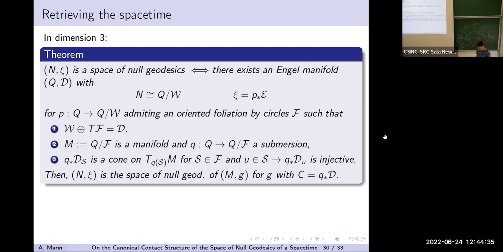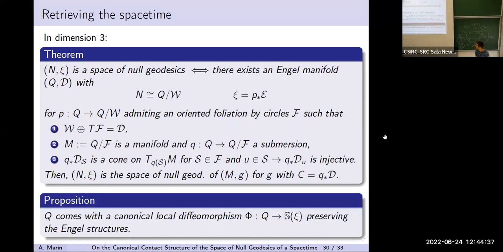I'm going to finish with an example. That's going to be it. Oh, sorry. Yeah, there's one extra thing, which is that these two are related by a canonical local diffeomorphism that preserves the Engel structure. So that's the best thing you can say about this new thing that pops up. Okay, so let me finish with an example.